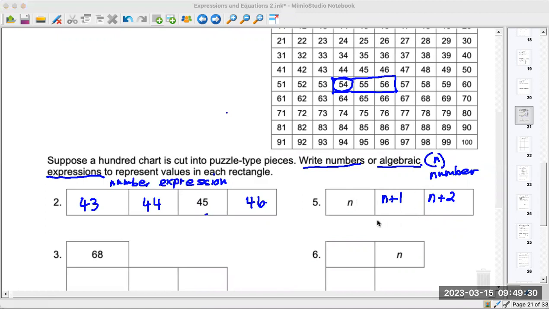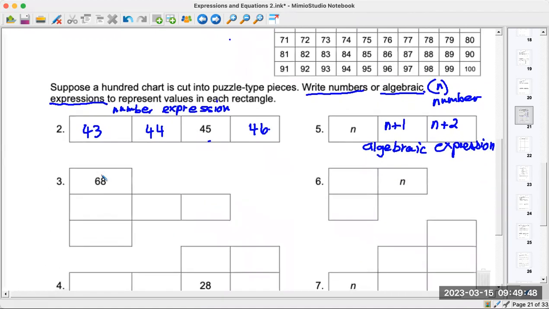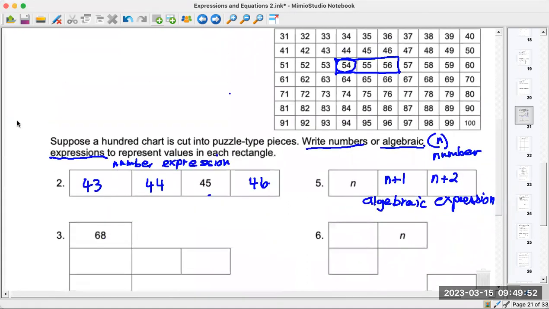Okay, algebraic. So algebra and then IC at the end, expression. Using variables, yeah? Okay, now we're going to number 3. It has a number again. It's giving us a number, 68. So I'm erasing this. And I'm going to go to 68.